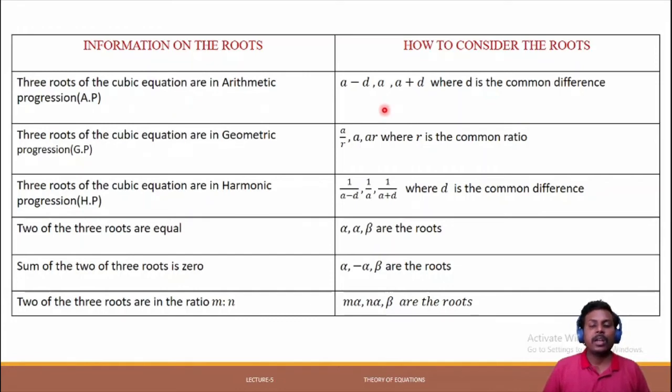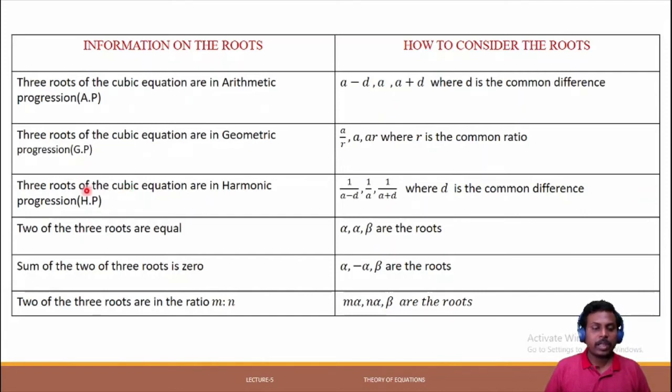Okay. And s1, the sum of the roots, is equal to 3a. So a is equal to s1 by 3. So you will get the root directly. After getting the root, you can divide the given polynomial by x minus a. Then you get the quotient polynomial. You try to solve the quotient polynomial.